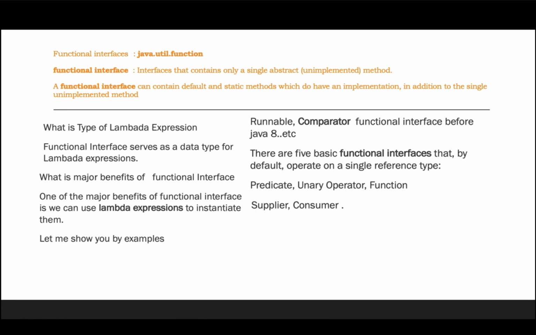In my last video, when we were implementing the lambda expression and I was telling what a lambda expression is, at that time also functional interface came into the picture. So what is the type of lambda expression? Lambda expression is of the type functional interface. What is the major benefit of functional interface? One of the major benefits of functional interface is we can use lambda expression to instantiate them. Let me show you by example.